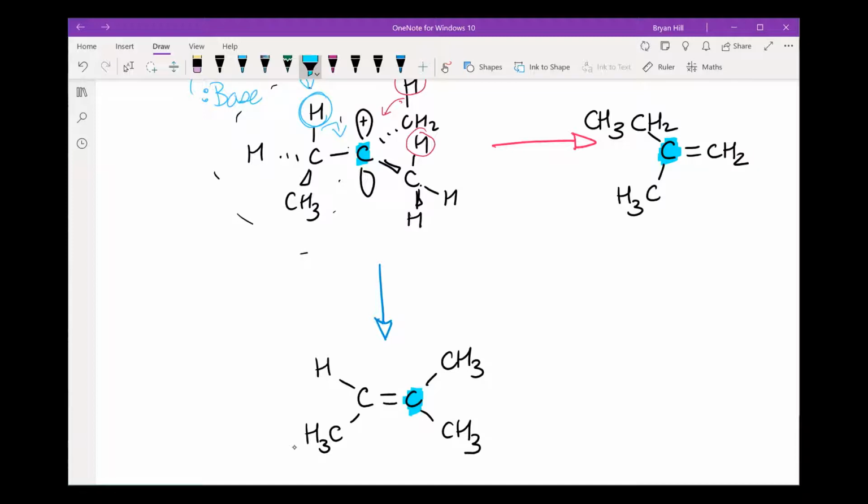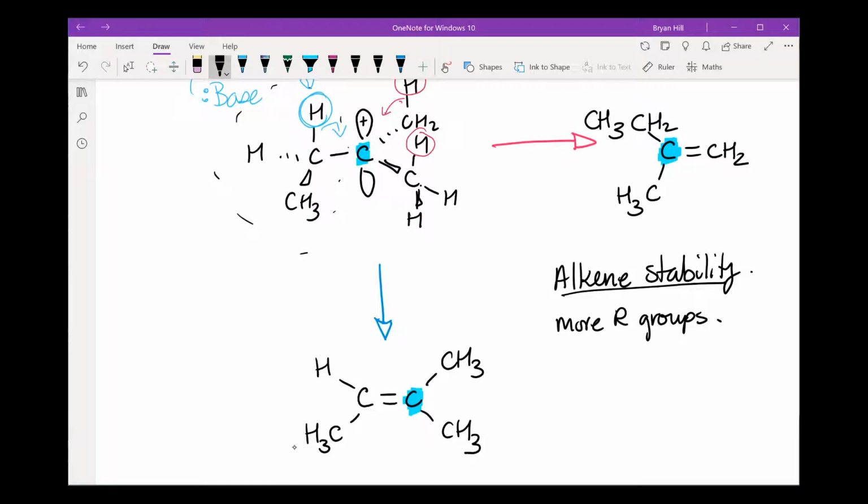And so you actually make two different constitutional isomers of the alkene possible. And it turns out that alkenes, their stability, the more R groups on the double bond, the more stable they are. So alkenes, they want more R groups.